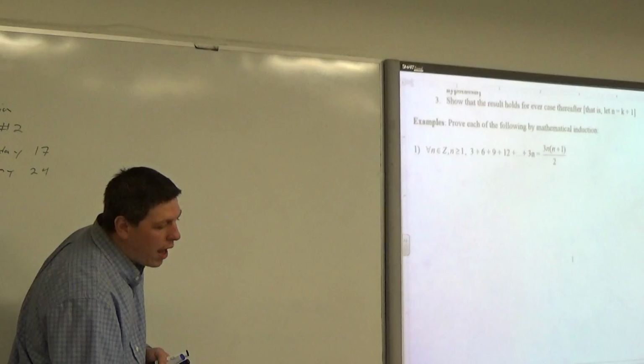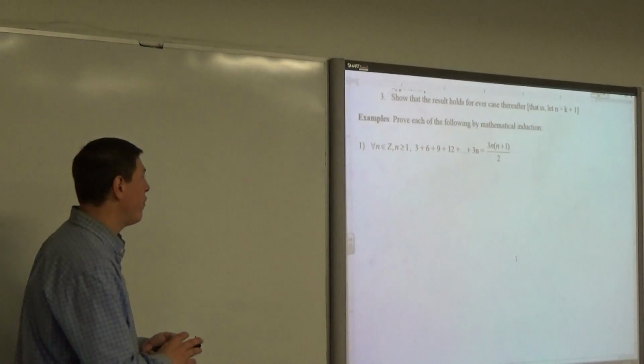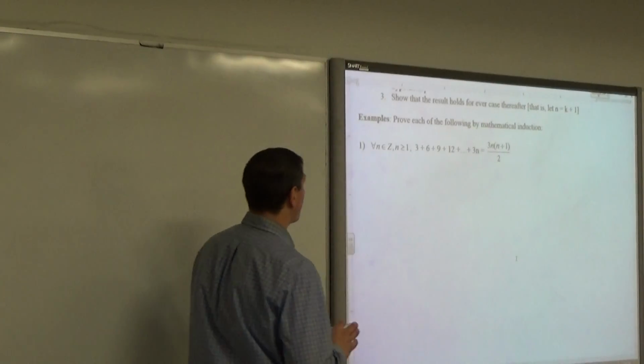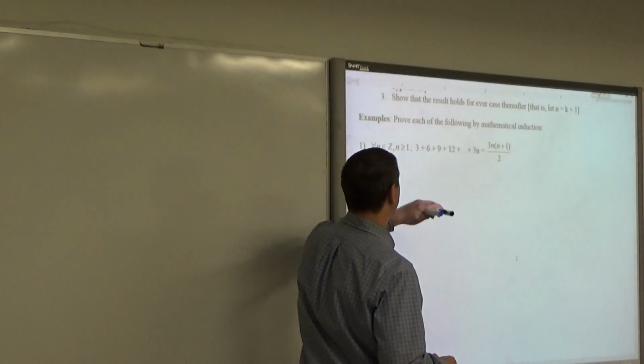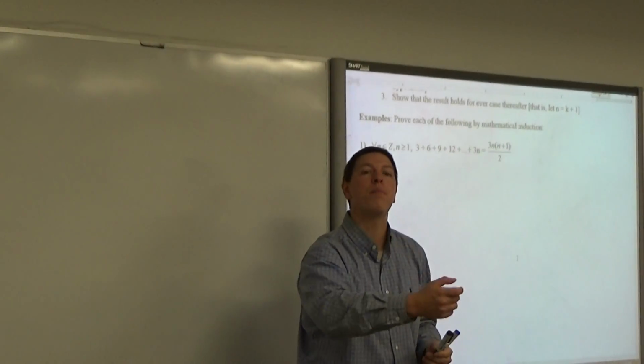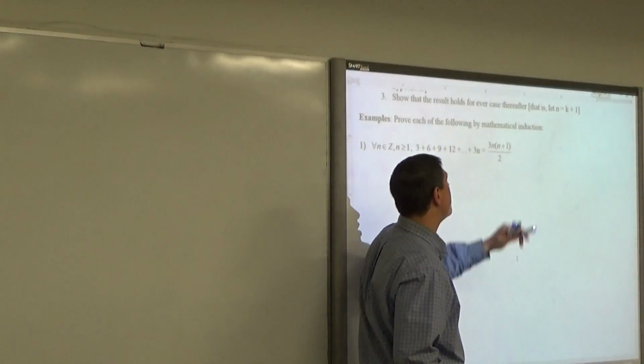So, let's just go ahead and show something, and I don't want to say any of these are basic because they're all pretty tough. But I want to prove the following by mathematical induction. I want to prove that for any integer n bigger than 1, 3 plus 6 plus 9 plus 12, in other words, if I add up successive multiples of 3, we can summarize it by this formula.